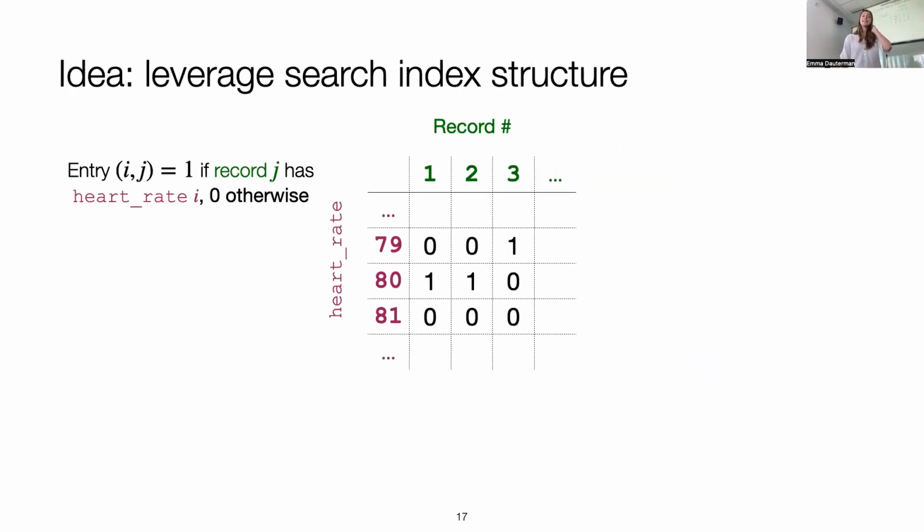So our idea here is to leverage the structure of the search index itself. We're going to construct a table for each feature where, for each column, we have a record. And for each row, we're going to have one possible value of that feature. I'll explain why we can consider that these features are from a relatively small domain in just a second. Each column is essentially going to be a one-hot encoding of that feature. So here, entry i,j is going to equal 1 if record j is heart rate i and 0 otherwise. Here we can see record 3 is heart rate 79 because row 79, column 3 is set to 1, and that column is 0 everywhere else.